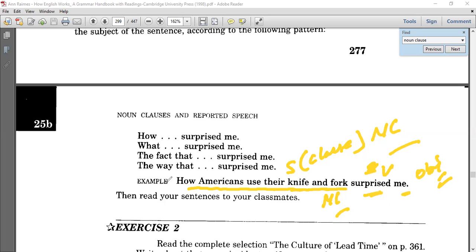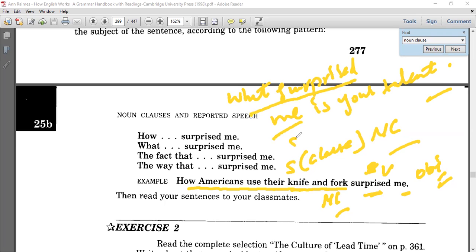So in the same way you have to make some sentences. For example, what surprised me is your talent. So, what surprised me is the subject, is a verb, your talent is a complement. So, this is a noun clause. Why noun clause? Because this is the subject of this whole sentence. Is that clear? So, you have to make 5 sentences.